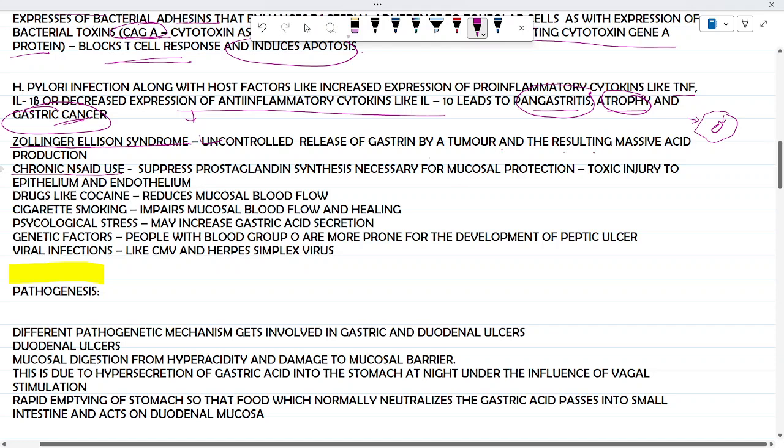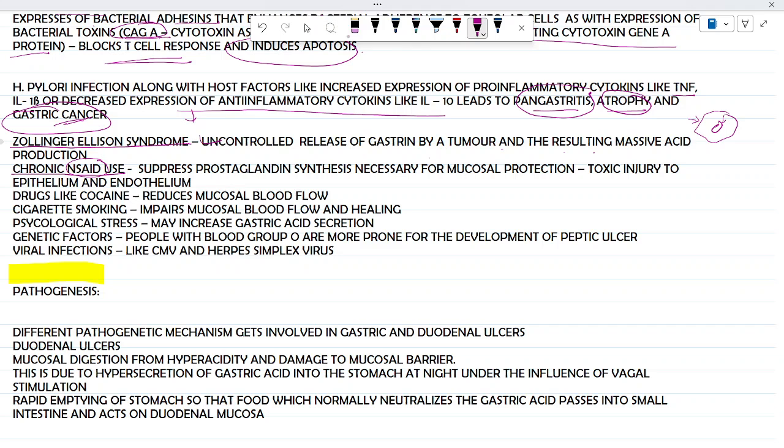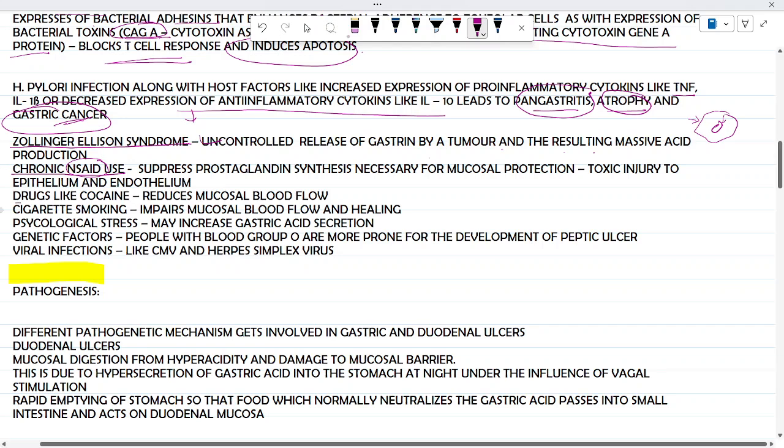Second is chronic non-steroidal anti-inflammatory drug use. This causes suppression of prostaglandin synthesis, which is usually necessary for mucosal protection, and that leads to toxic injury to the epithelium as well as the endothelium. Certain drugs like cocaine also reduce the blood flow. Cigarette smoking again hinders the blood flow and the healing process.